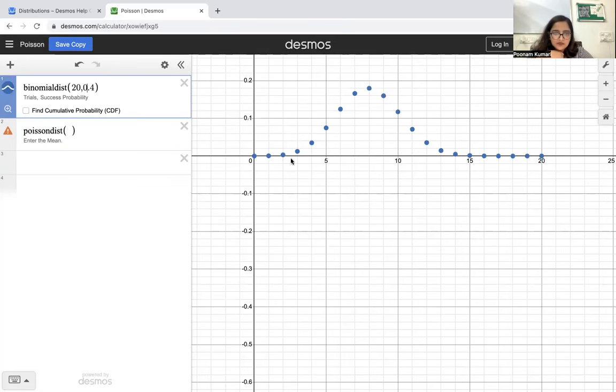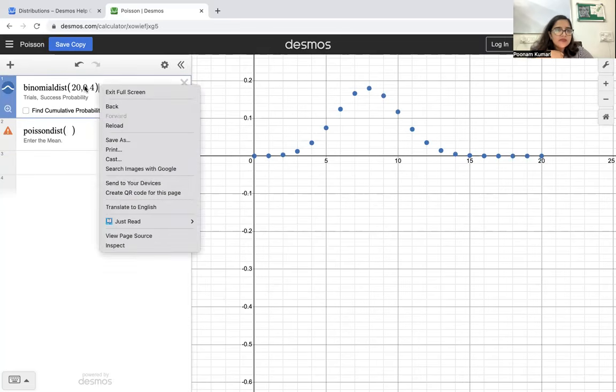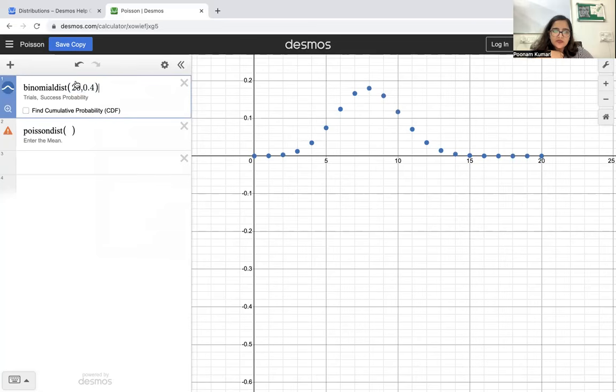Ma'am, here X is mu and Y is the probability, right? This one, in this one. Yes, ma'am. So here, so they say the first thing is trial, what is value of n, and success probability 0.4. Oh, okay. So like you can make, you can keep changing your number of trials and your probability of success, and this graph will change.